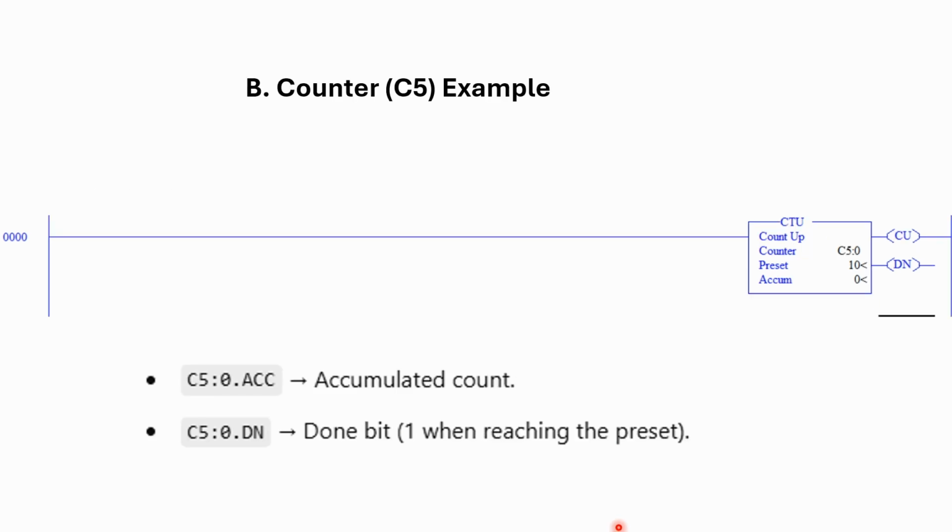Now, here's a counter example. This is an up counter. Again, this counter is set to count up to 10 before it fires its done bit, which would be C5:0.DN. The accumulated count, where it happens to be at the moment as it's counting, is stored in C5:0.ACC. So pretty straightforward.